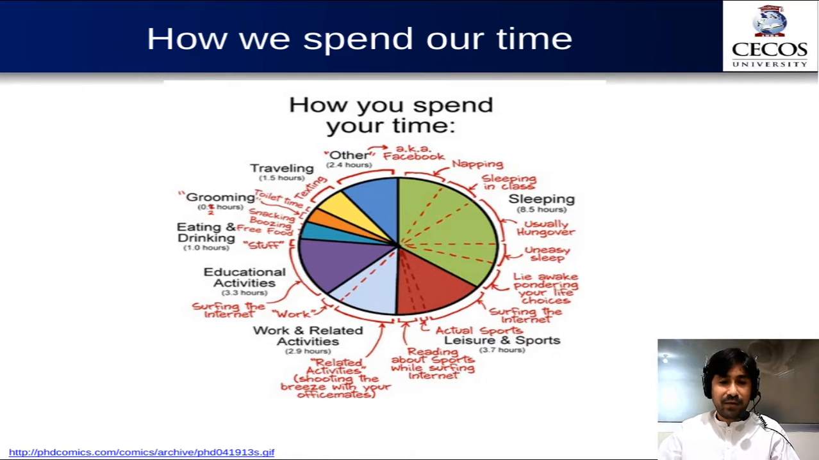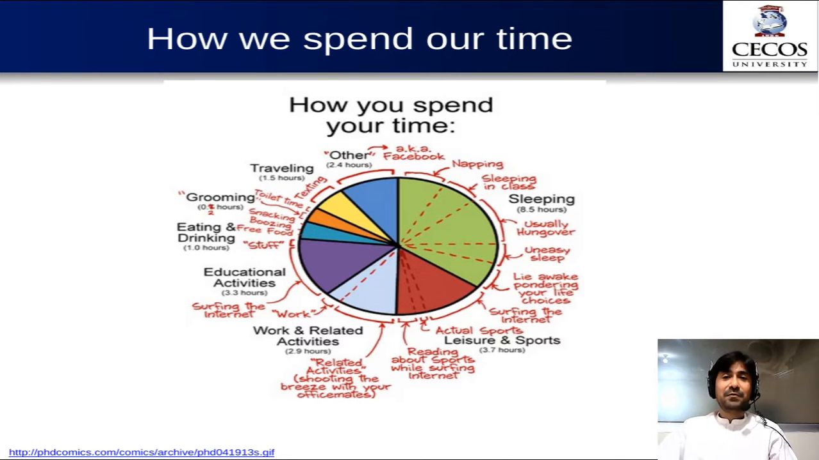And also we spend a large amount of time in educational activities, but we are not doing something useful. We are surfing the internet. We are even using the internet inside our classes. The lecturer, the faculty member, the professor is delivering a lecture, and the students are engaged in surfing the internet. So that is how we spend our time. And the food that we eat and the drinks that we take are also not healthy. They have negative consequences on our health and also our mental activities. So we have to be conscious about how we spend our time.